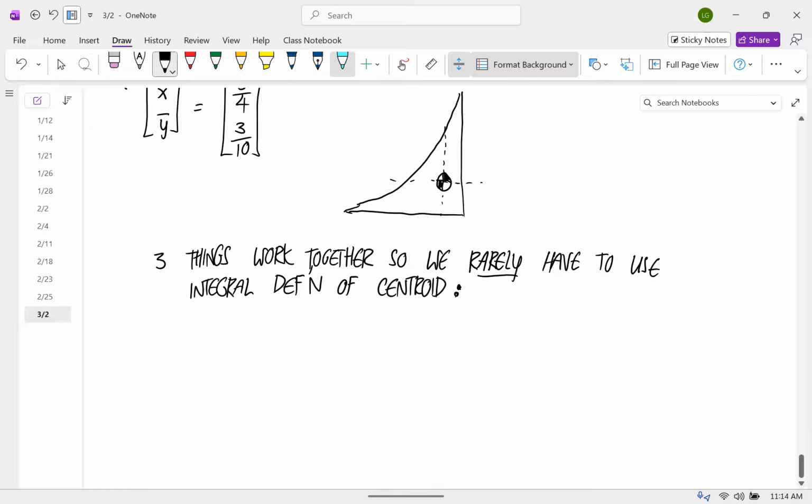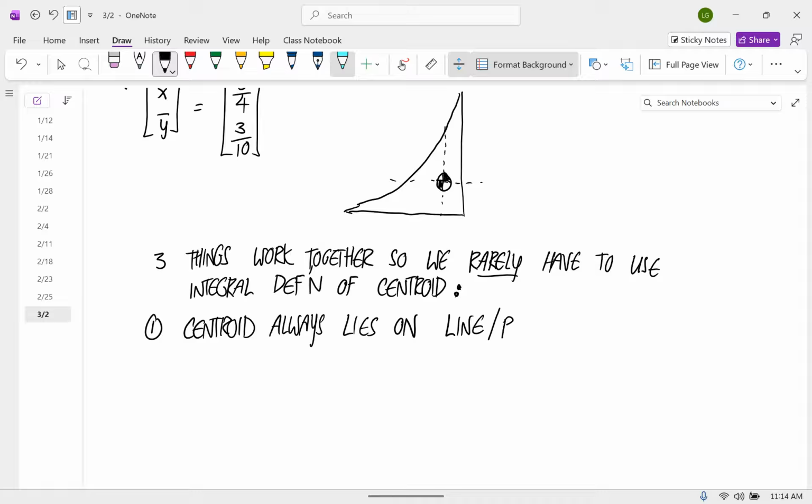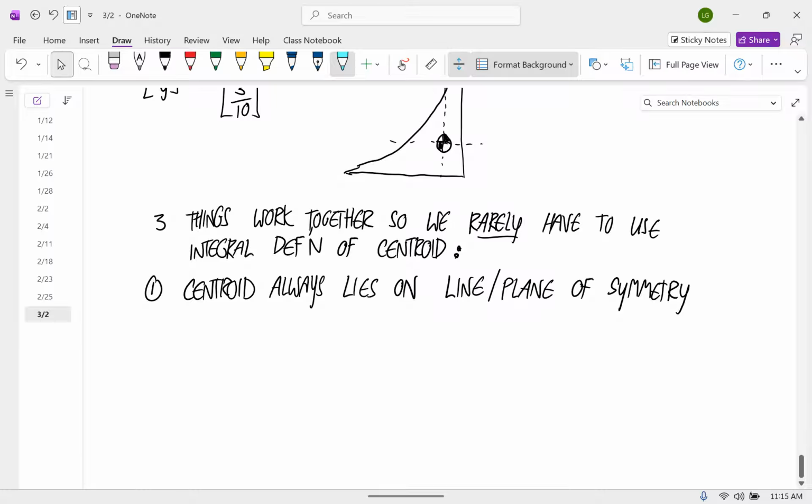The first one is the centroid always lies on any line or plane of symmetry. So the more symmetric a shape is, the more of the centroid location is already defined for you. You can think like, what's the most symmetric shape you can think of? A sphere. And so because of all that symmetry, every plane of symmetry of a sphere intersects at the center of the sphere. And so the centroid of the shape, the center of mass of the shape, is just the center. A line would be if you're working in 2D, and a plane would be if you're working in 3D.